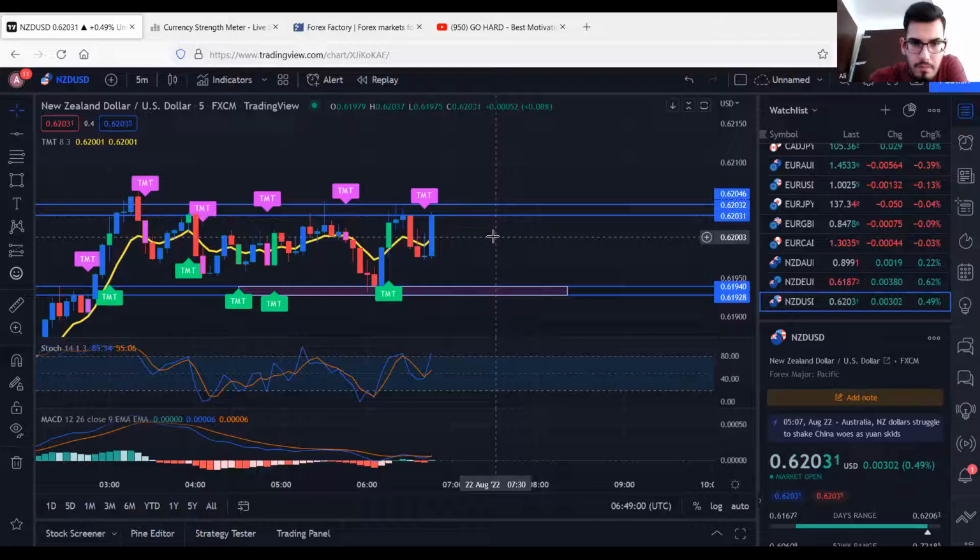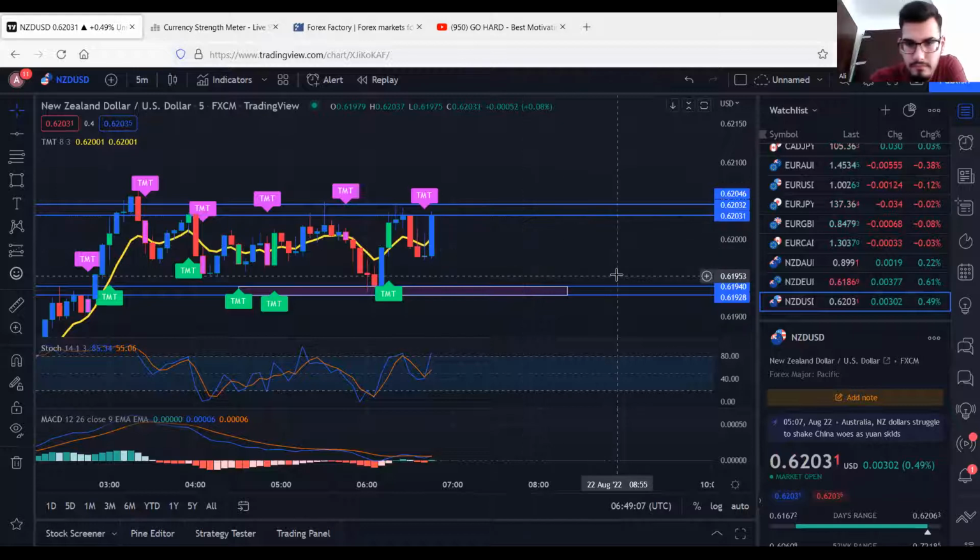But hopefully it does go a bit higher than that. Reach roughly about here and close there. Now what I'm hoping for is just now to close inside my area, because that would give us a better confirmation.